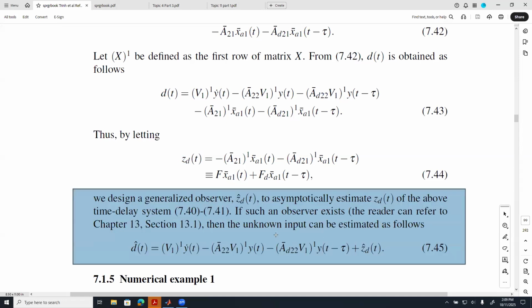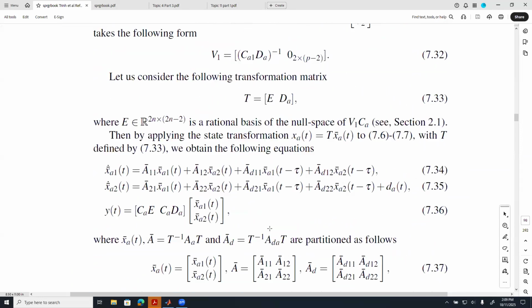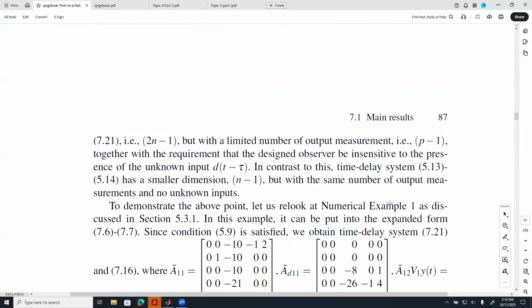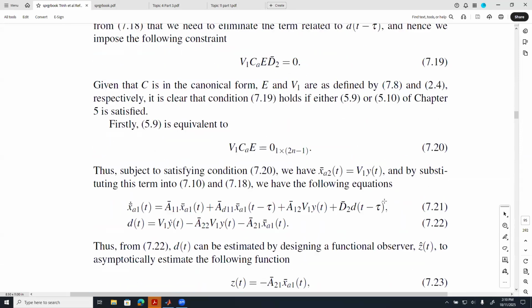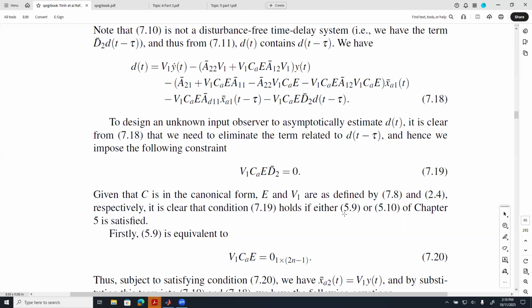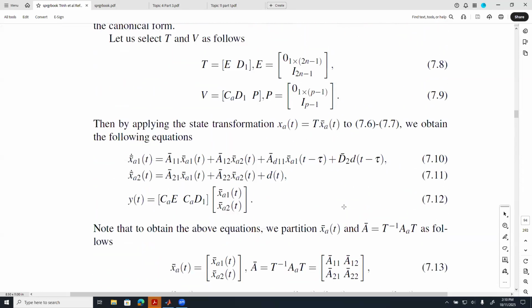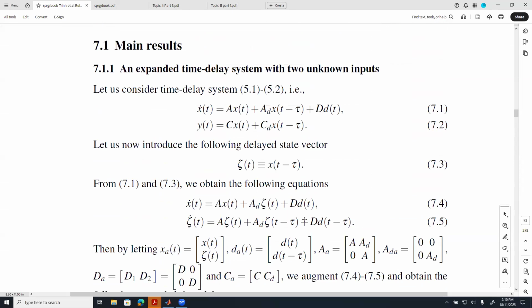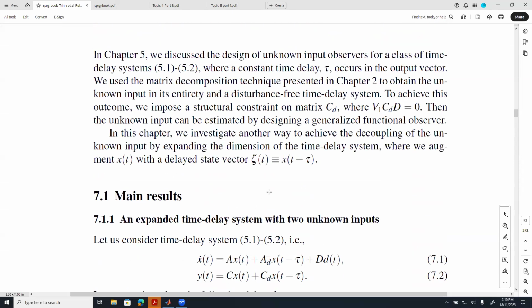So you can see that based on this expanded dimensional approach, we can overcome the requirements imposed in chapter 5 about the matrix CD. But the price that we have to pay when we employ this expanded dimensional approach is that we need to use first derivatives of two output measurements. To overcome this constraint, we have to use first derivatives of two output measurements.